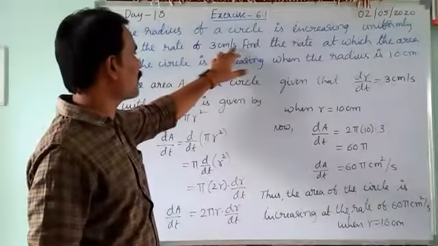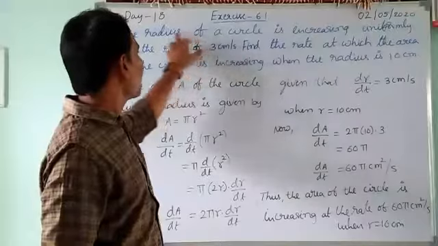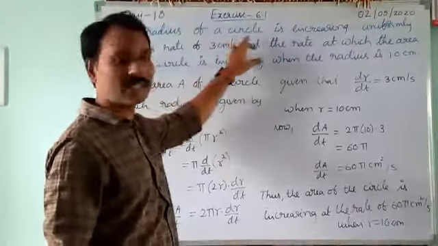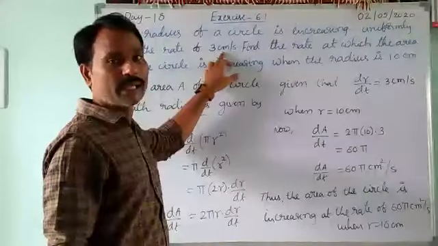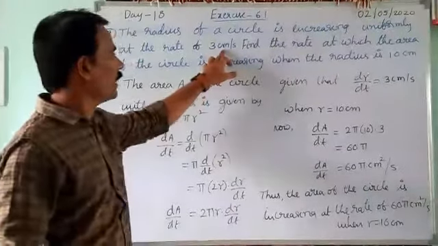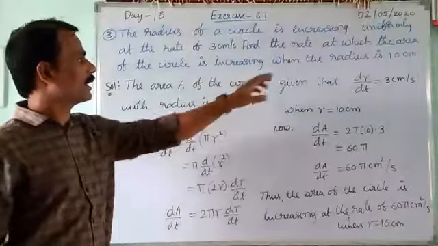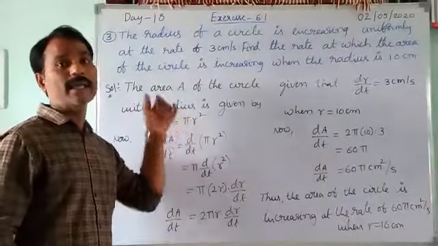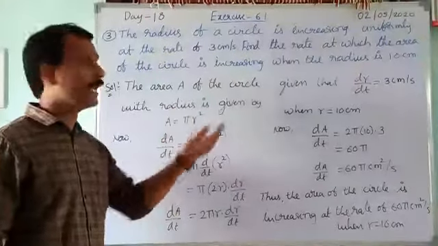He also mentioned one value. What is that? Centimeter per second. That is related to the radius of the circle, which means he mentioned dr by dt. He gave dr by dt and r is equal to 10. Then he is asking dA by dt, the rate of change in area.